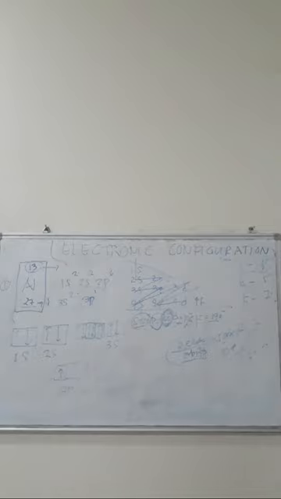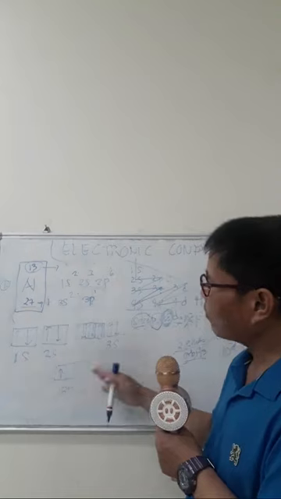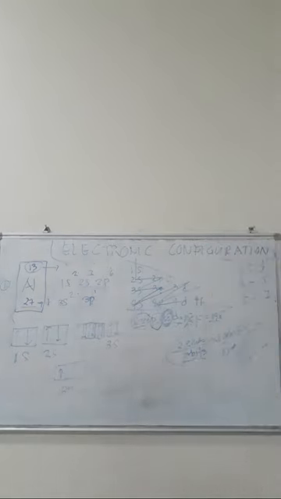Get the point, guys? There's still an orbital that no electrons occupy because this is only 3p1. Okay? Any questions so far? Nothing, right? Okay, get the point.